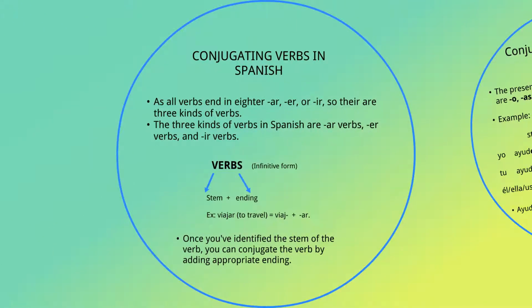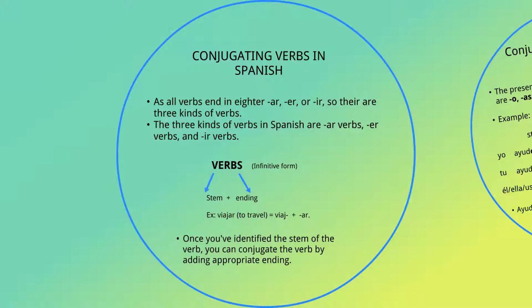Conjugating verbs in Spanish. As you learned in an earlier lesson, the infinitive form of a verb is the form that appears in the dictionary and is a non-conjugated verb form. All verbs end in AR, ER, or IR, so there are three kinds of verbs. The three kinds of verbs in Spanish are AR verbs, ER verbs, and IR verbs.